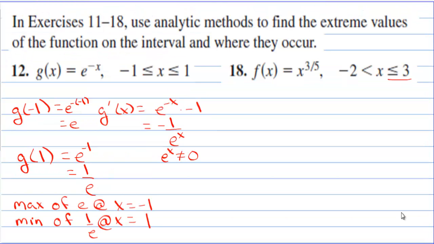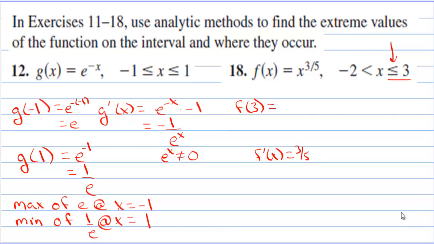Example 18, f of x equals x to the 3/5 from -2 to 3. We'll have to look at f of 3 because it's an endpoint that we're going to include. It is the closed side, and we don't have to look at the open side because the function will approach -2 forever but not actually get there. Our next step is to find the derivative and look at where the derivative is either 0 or undefined.